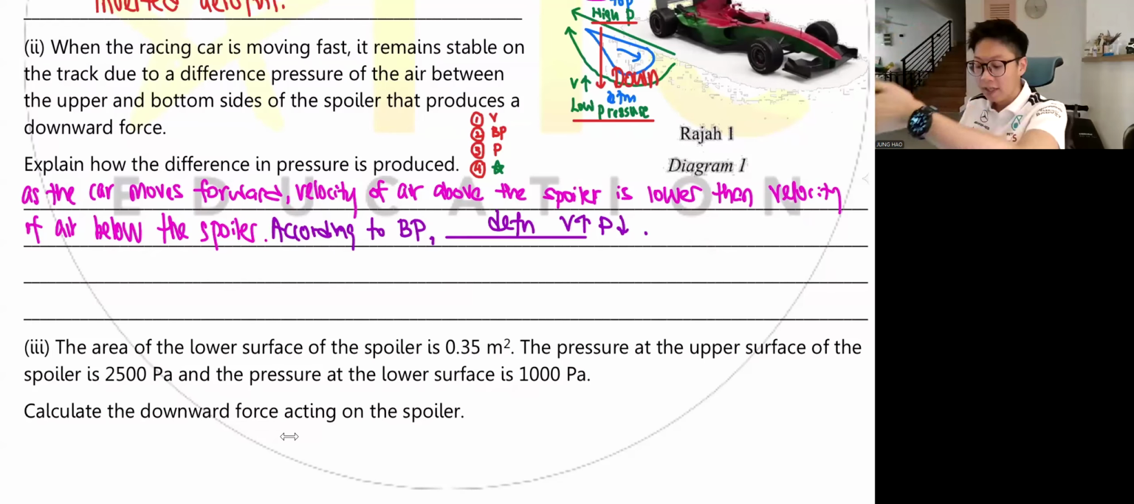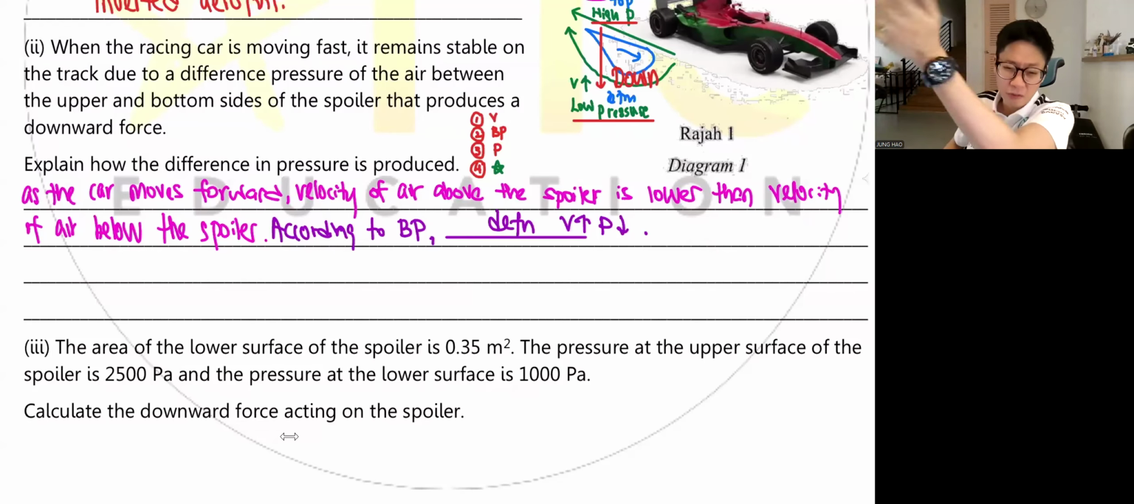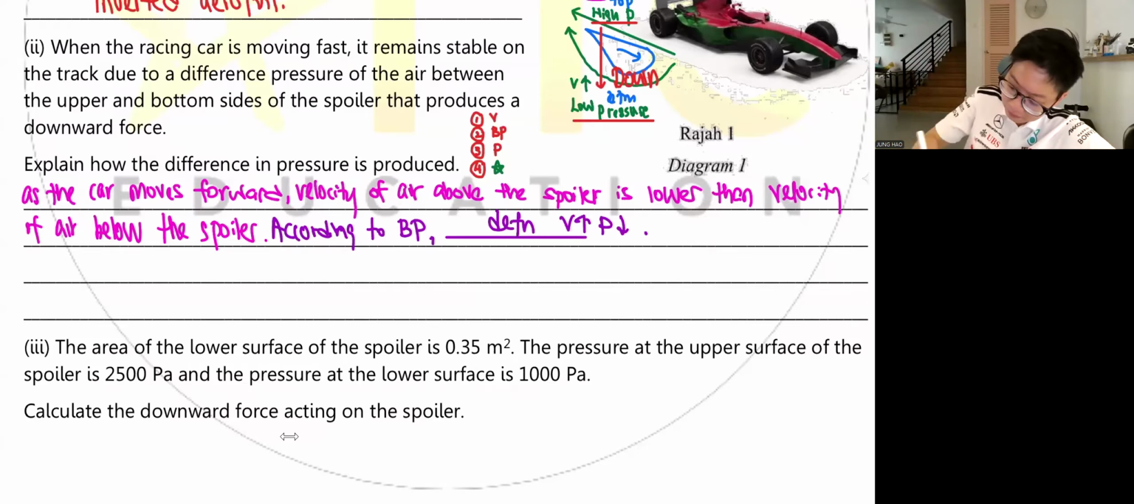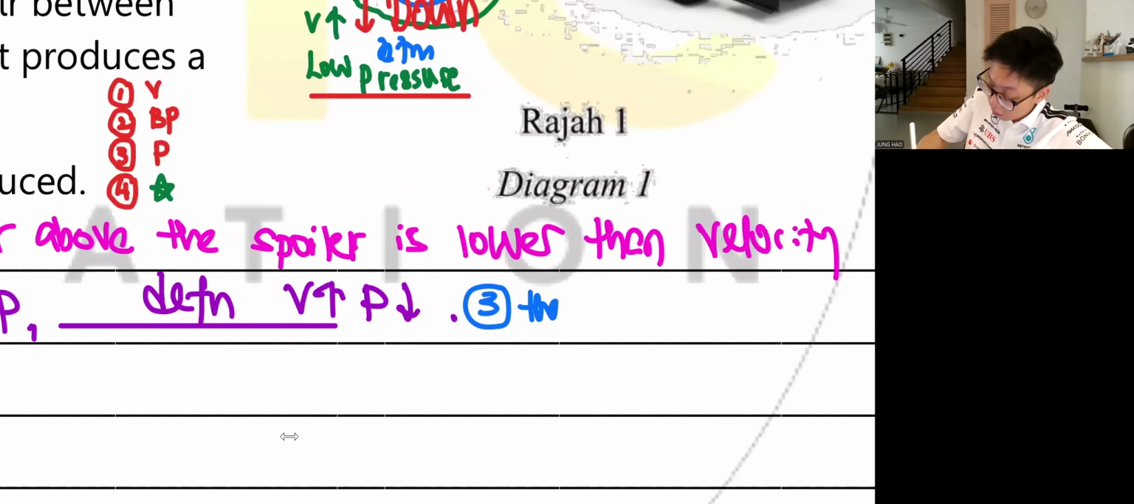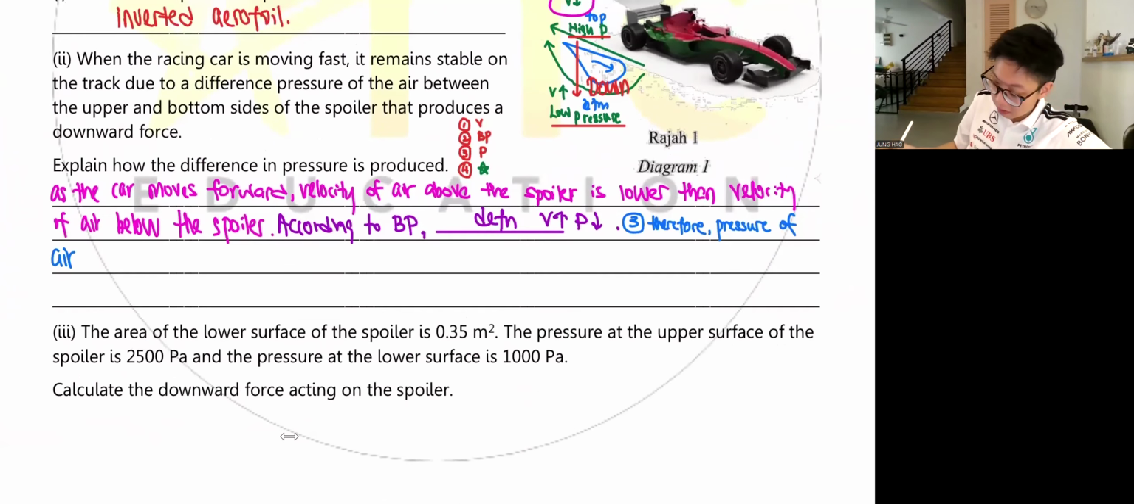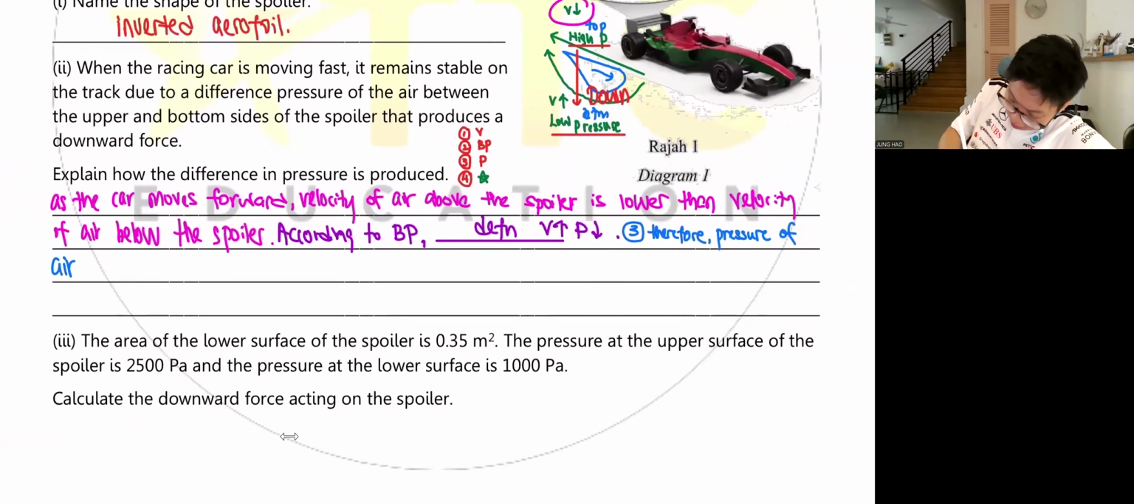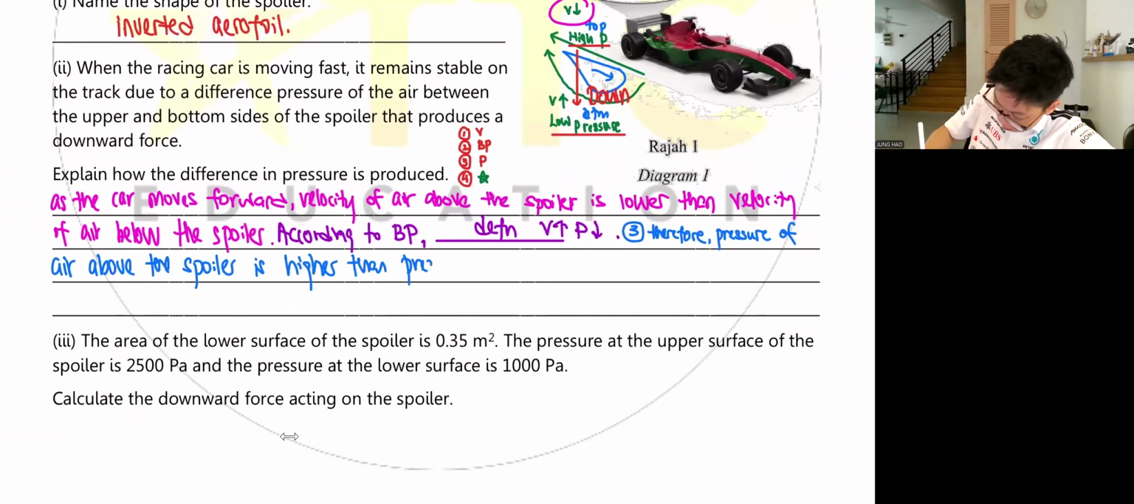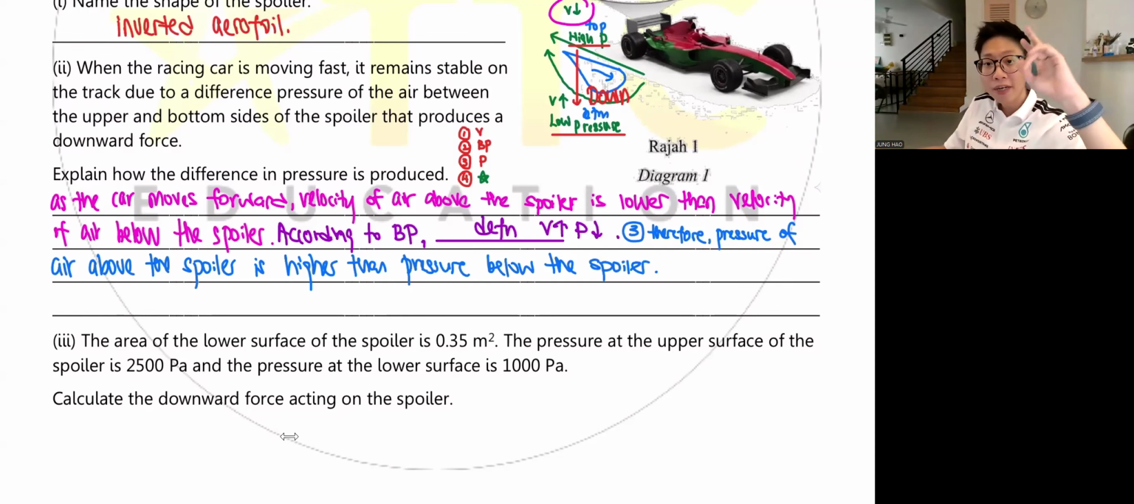Okay, so according to Bernoulli's principle, the definition is higher velocity will cause the pressure of the fluid to decrease. The third one is going to be talking about the pressure. So therefore, the pressure of air above the spoiler is higher than the pressure below the spoiler. So we're comparing the pressure.